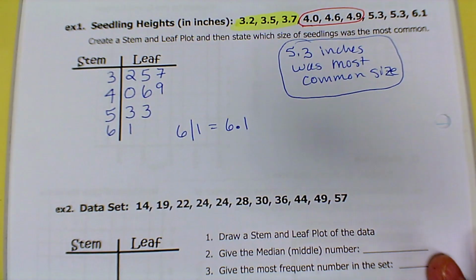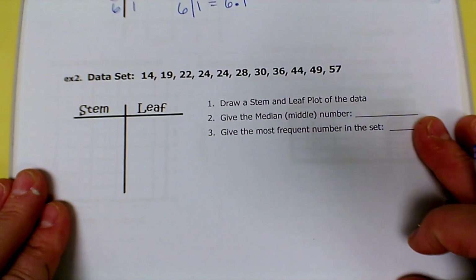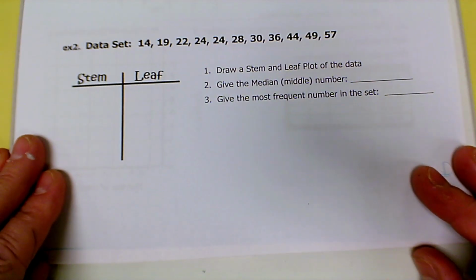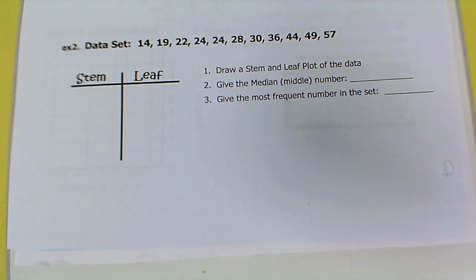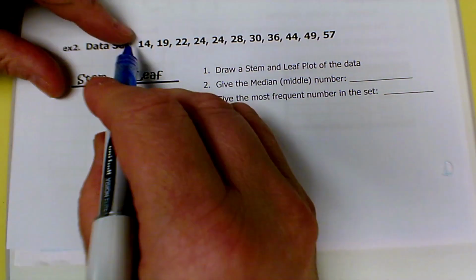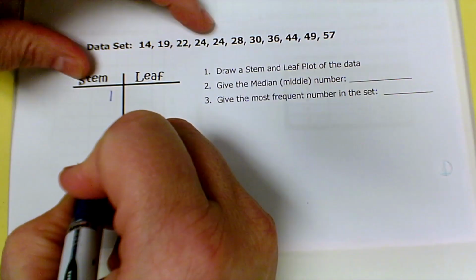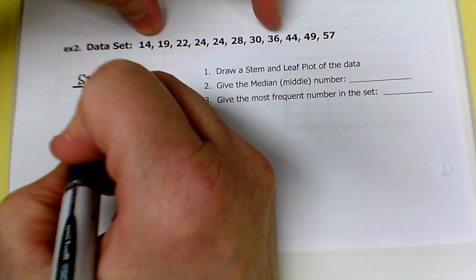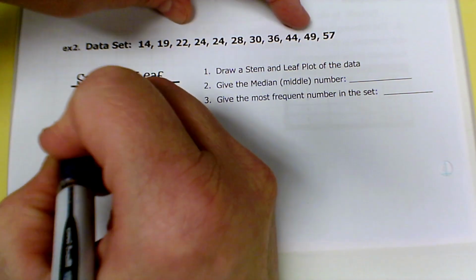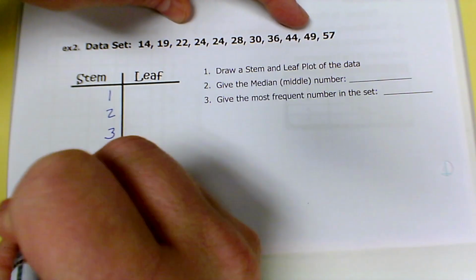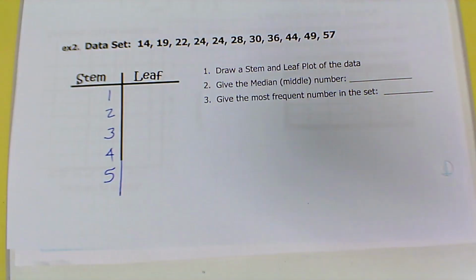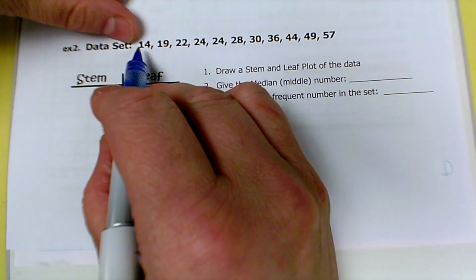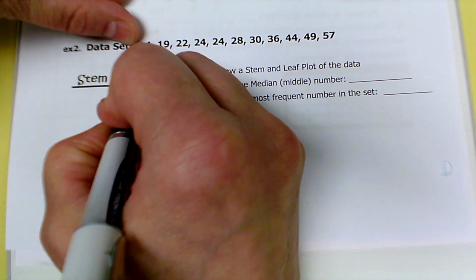All right, so let's do one more of these. Okay, this is just some random data set. I didn't give it a name. So the stems are the first number. I have some 1s. I have some 2s. I have some 3s, some 4s, and a 5. Now, this data is already in order from least to greatest, so you don't have to put it in order. So let's do the 1s. I have a 14 and a 19, so a 4 and a 9.